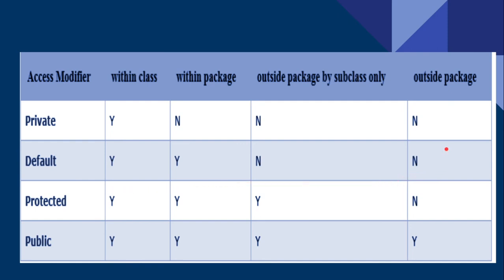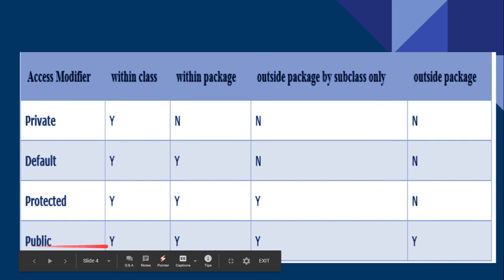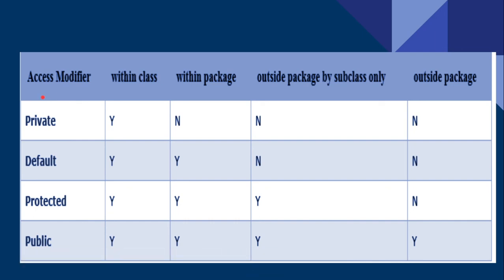So here, outside the package means the data which is declared in one package cannot be accessed from the outside package if it is mentioned as private, default or protected. If it is public, it can be accessible everywhere. So this is the way to understand this tabular column. We can either learn and understand this concept row wise or column wise.